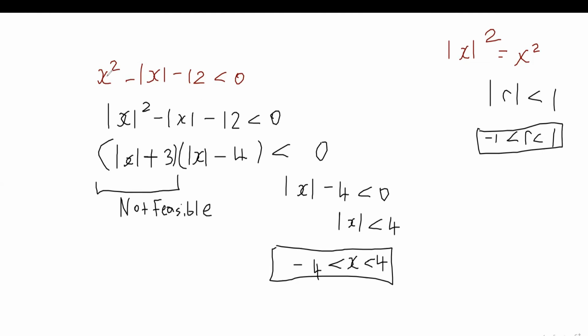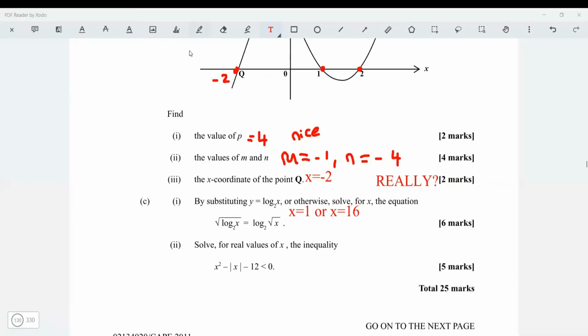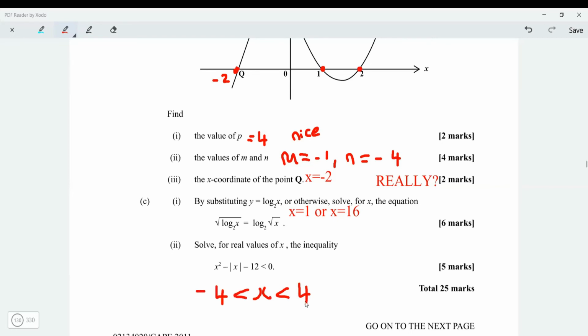So if you were to put in a number like 3, you have 3 squared minus the modulus of 3, which is just 3, minus 12. This would give me 9 minus 3 is 6, and 6 minus 12 is negative 6, and that is clearly less than 0. So any number that is between negative 4 and 4 will satisfy this inequality. So that's what we're going to put here, that x is between 4 and negative 4. We'll call it this, Marika.